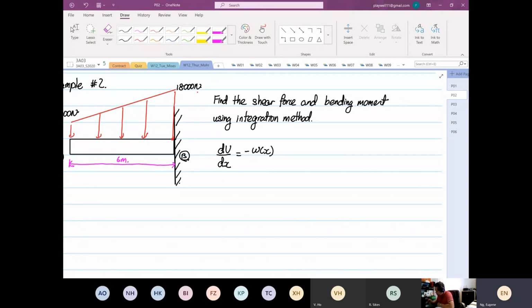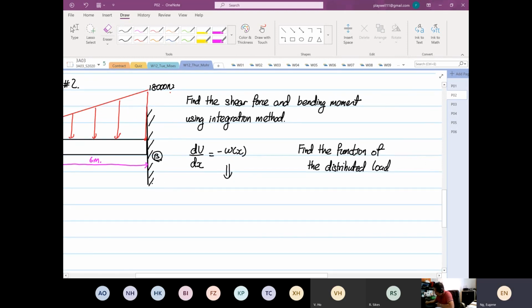In order to use the integration method, the first thing we have to find is the function of the distributed load. Then from here, we're going to do our first integration. Once you identify the function, we have omega as a function of x done already.